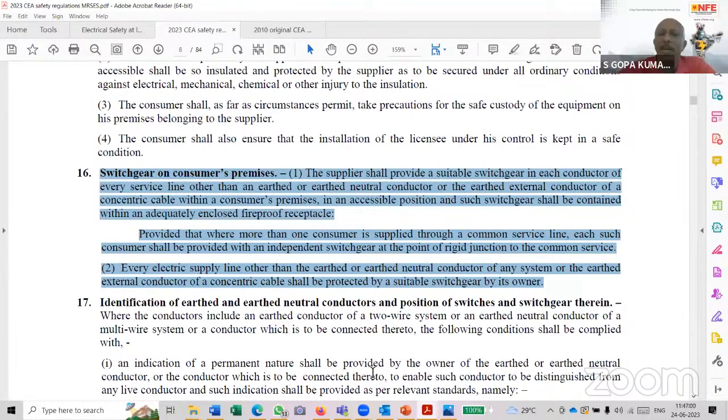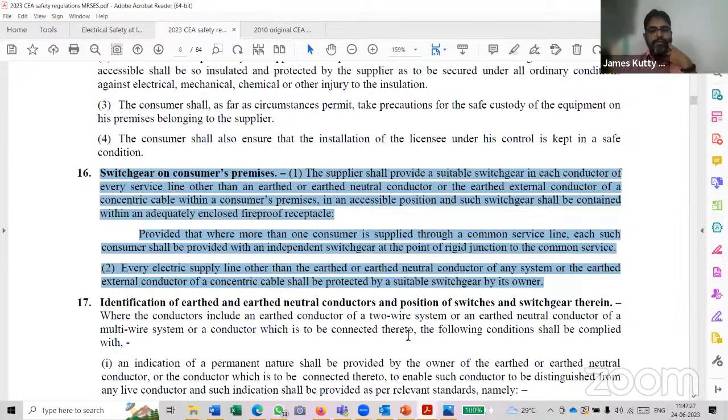So will it be double? But sir, one more point. Regulation 16 is belonging to the supplier, and in 37, it is by the consumer. Yes, sir. The interpretation can be that the supplier has to provide a switchgear, and in addition, the consumer also has to put one more switchgear. So then it becomes double, one before the point of supply and one at the point of supply. So that is a distinction.